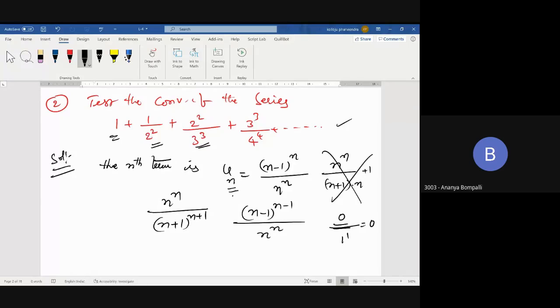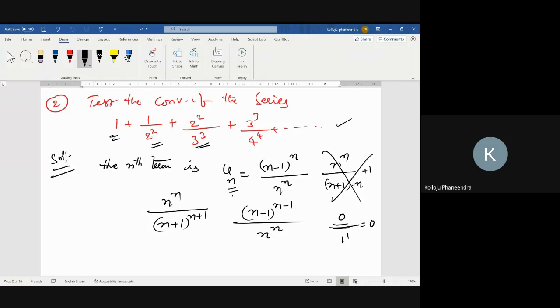Sir, we will neglect the first term. We can remove the first term, keep it aside, and take the series from the second term. Yes, exactly. What is your name? Rohit, sir. Rohit.